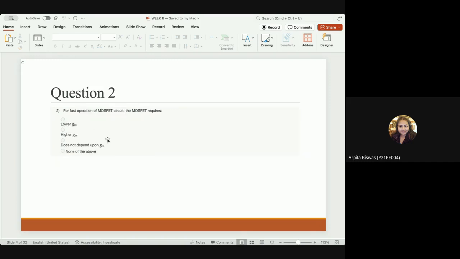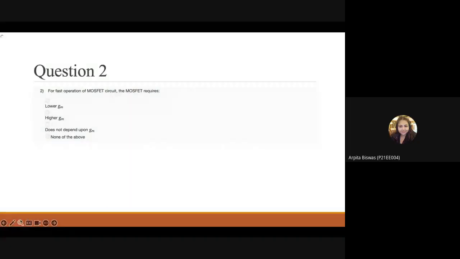So this is question number two. For fast operation of a MOSFET circuit, the MOSFET requires lower gm, higher gm, does not depend on gm, or none of the above. Ma'am, the option is B. Yes. Can you explain a little bit? Sure, ma'am. Yes, the right option is higher gm.